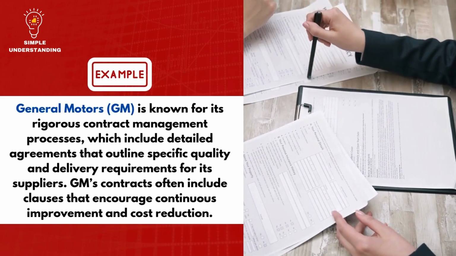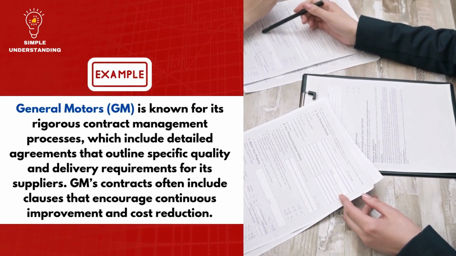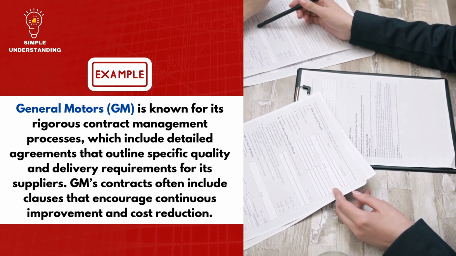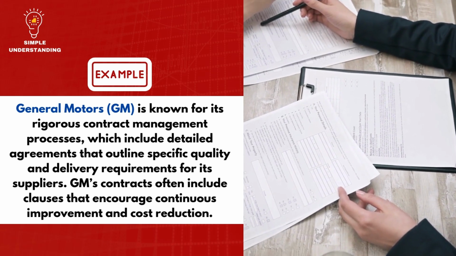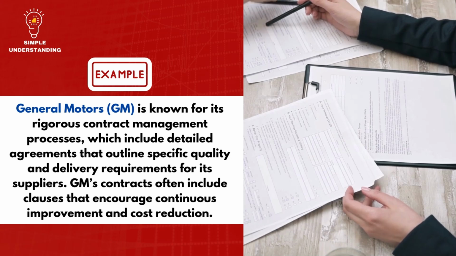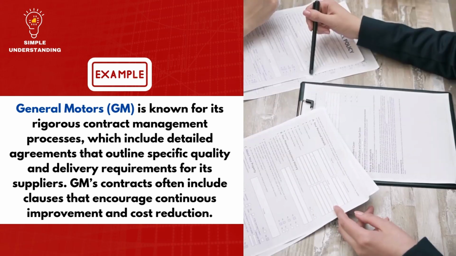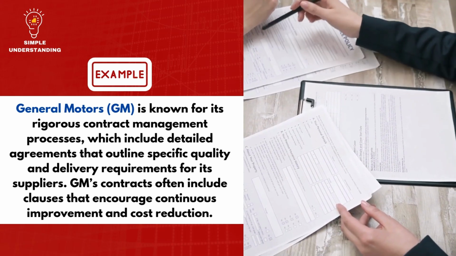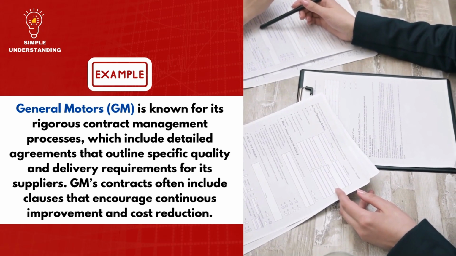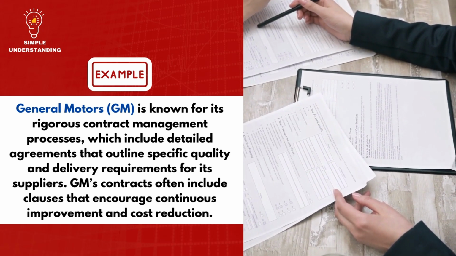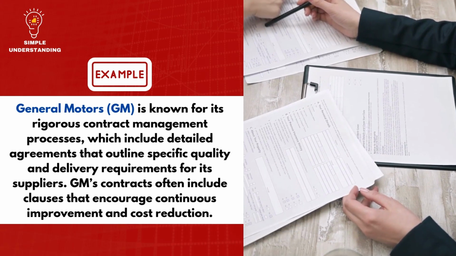Real company example. General Motors (GM) is known for its rigorous contract management processes, which include detailed agreements that outline specific quality and delivery requirements for its suppliers. GM's contracts often include clauses that encourage continuous improvement and cost reduction.